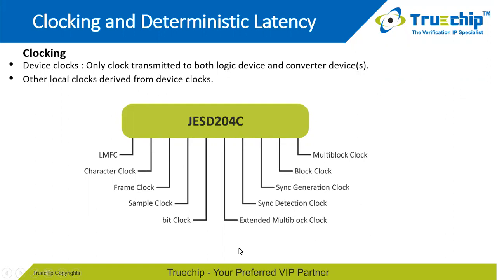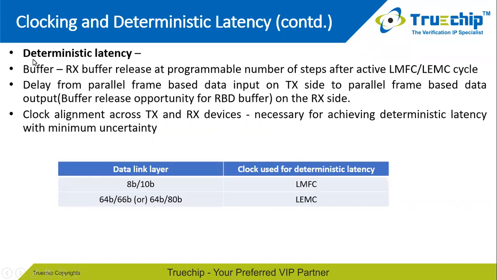So moving on to the next slide, here we are going to discuss all about the deterministic latency. But before that, let us understand the purpose of an elastic buffer, which is present inside the receiver. In case the JESD link has more than one lane, there may be an intra-lane skew due to which the data on each lane is sampled by the receiver at different times. To avoid this, elastic buffers, which are present inside each receiver, will store the data and release it at a specific buffer release opportunity, which is particularly an LMFC or an LEMC edge.